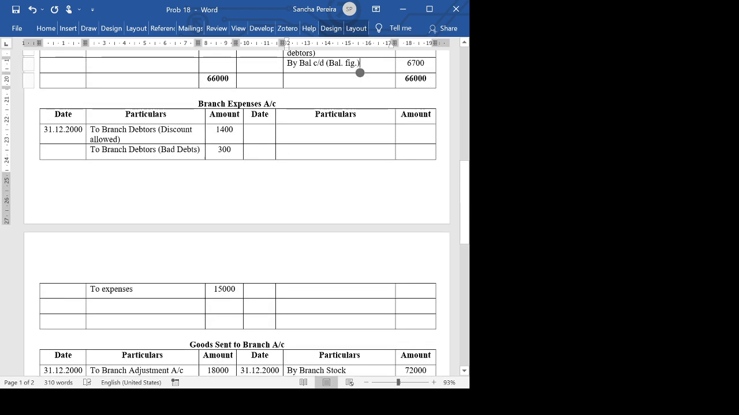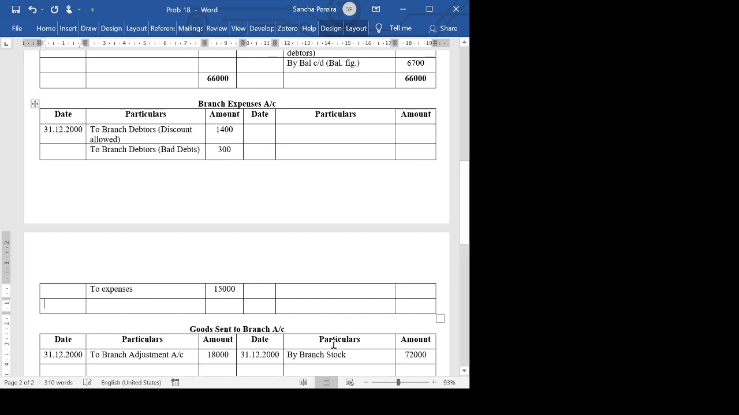Now, coming to the branch expense account. If you see here, the total on this side is just one side, 15,000, 16,700. What am I going to do with this? Where will I transfer this? I have a balance of 16,700. What are all these? These are all the expenses. Yes, all these expenses put together will go to the profit and loss account.